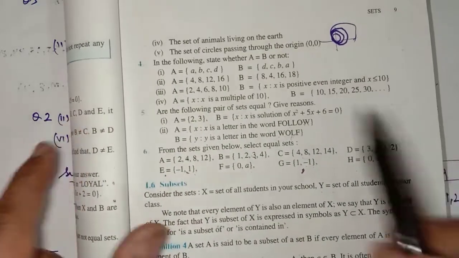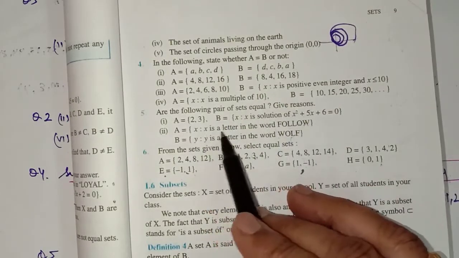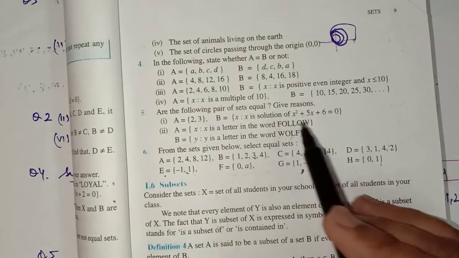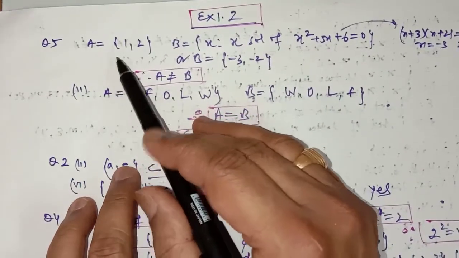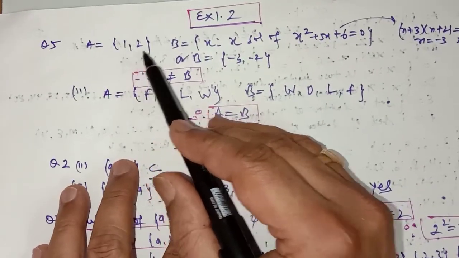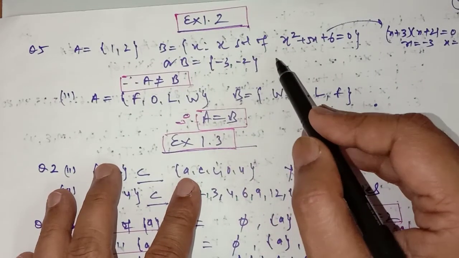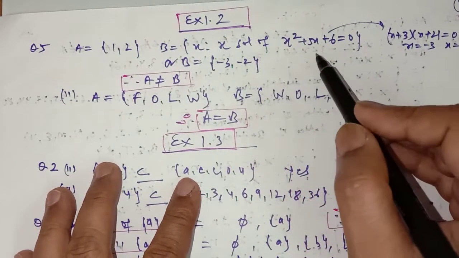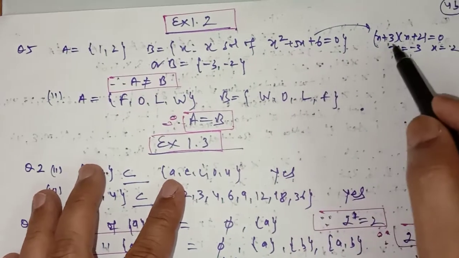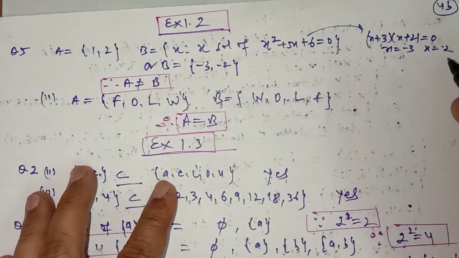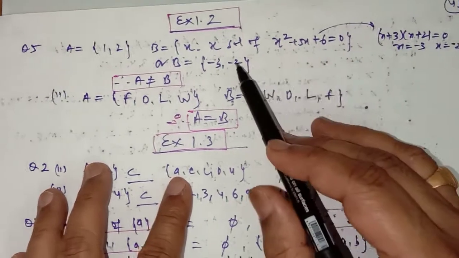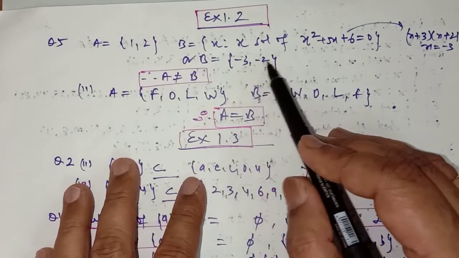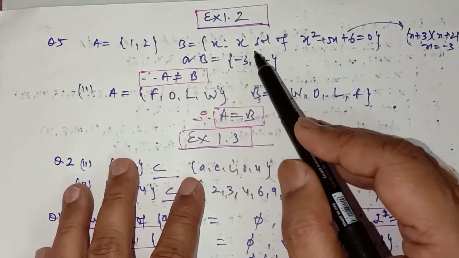Now in question number 5, are the following sets equal? The question is given in the set builder form, so first of all we convert into roster form and then we can tell whether they are equal or not. In question number 5, the set A is given as 1, 2, and the set B is the set of solutions of this quadratic equation. You know how to solve this quadratic equation: solve by factorizing. So you get -3 and -2 as the roots of this quadratic equation. In the set B we have the elements -3 and -2, and in A we have 1 and 2, so they are not equal to each other.